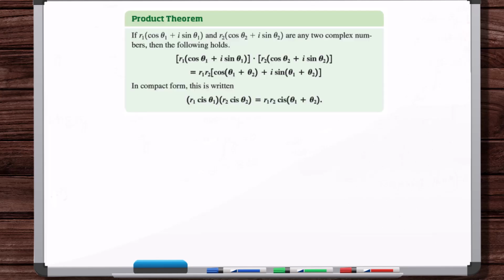Okay, and so what do I mean by that? Well, let's first think about how we would multiply complex numbers in polar form. Now, admittedly, this was not that difficult in rectangular form, but still, let's take a look.